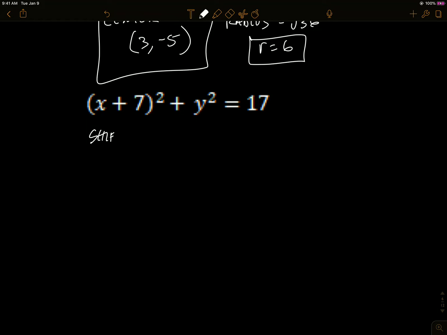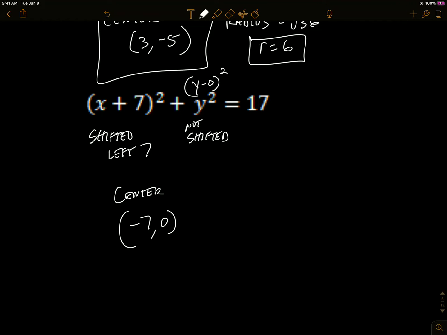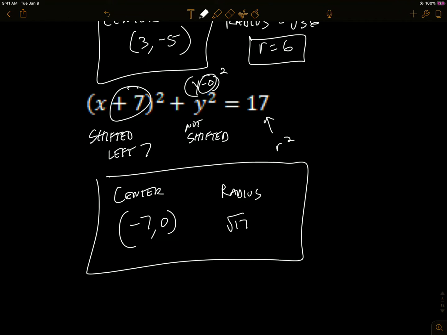This one is shifted left 7, and it's not shifted in the y direction at all. So that means our center would be negative 7, 0, which jives with what we're saying. We can think of y squared as y minus 0 squared. If you take the opposite, well, 0 doesn't have an opposite. This is r squared, remember? So the radius is the square root of that. So our center is that, and our radius is square root of 17. There's no simplification that I can do there.